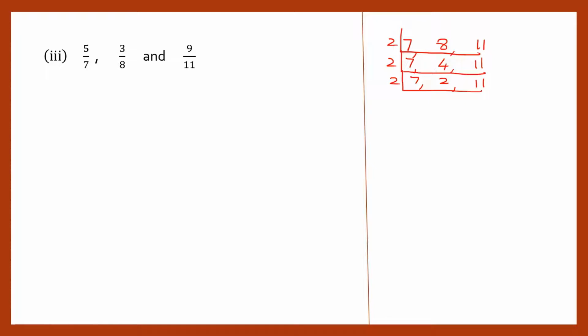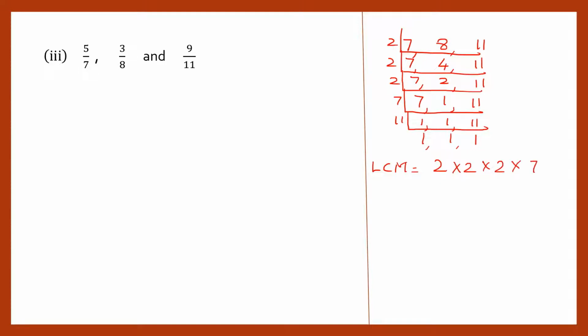Again I continue with 2, 7, 1 and 11. I move to 7, 1, 1 and 11. And then 11 is 1, 1 and 1. So the LCM is 2 into 2 into 2 into 7 into 11. Okay, so let's multiply. 2 twos are 4, 4 twos are 8, 8 sevens are 56.